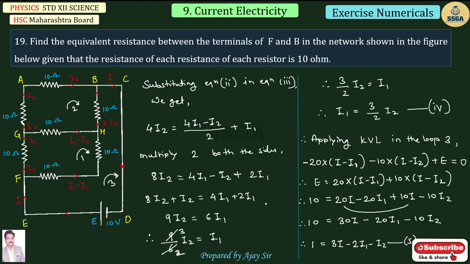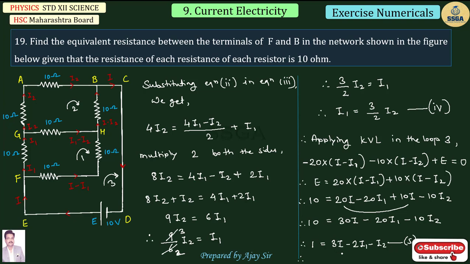Now let us put the calculated values, that is I1. This is the I1 value we can put here, and after putting the I1 value, you will get another equation. So I1 is equal to, from equation 4, 3 by 2 into I2, and I is the same as we put here in the same equation. Let us write this equation as it is on the next page.